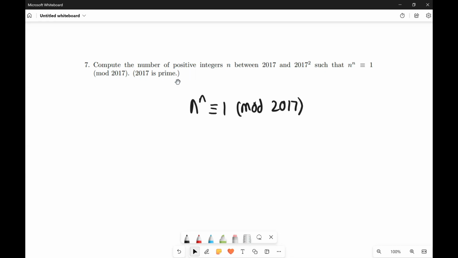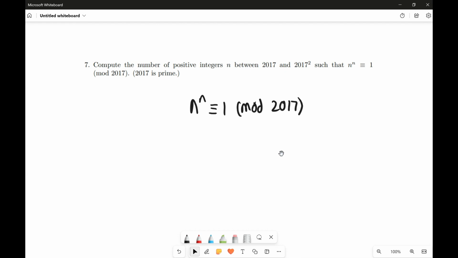Compute the number of positive integers n between 2017 and 2017 squared, such that n to the power of n is equivalent to 1 modulo 2017. And we are given that 2017 is prime. What modulo means is that it leaves a remainder of 1 when divided by 2017.